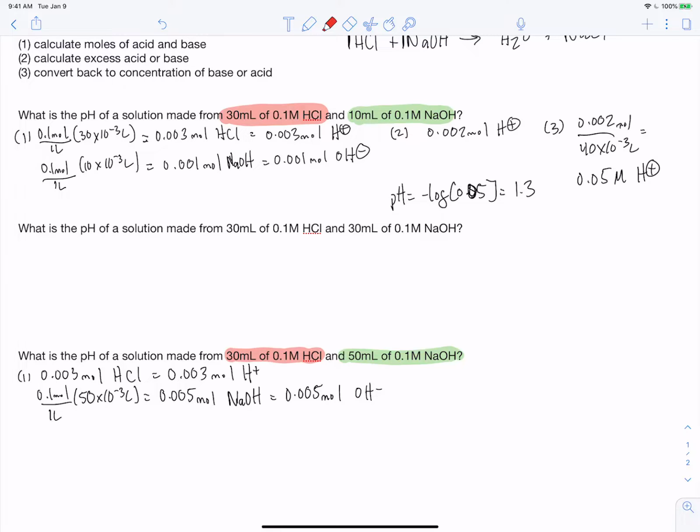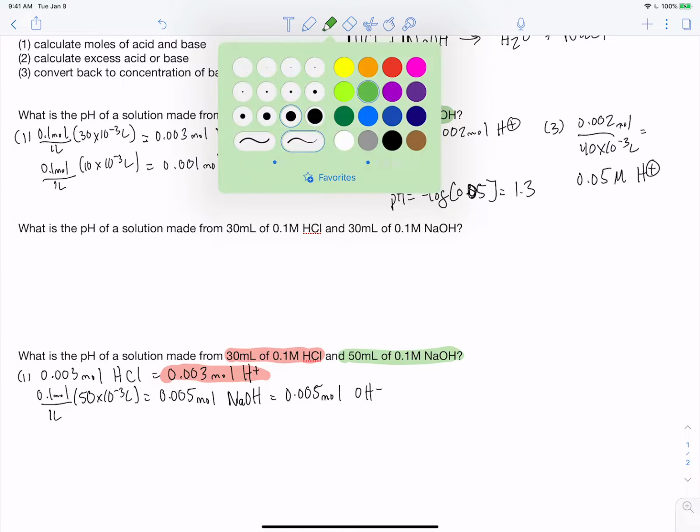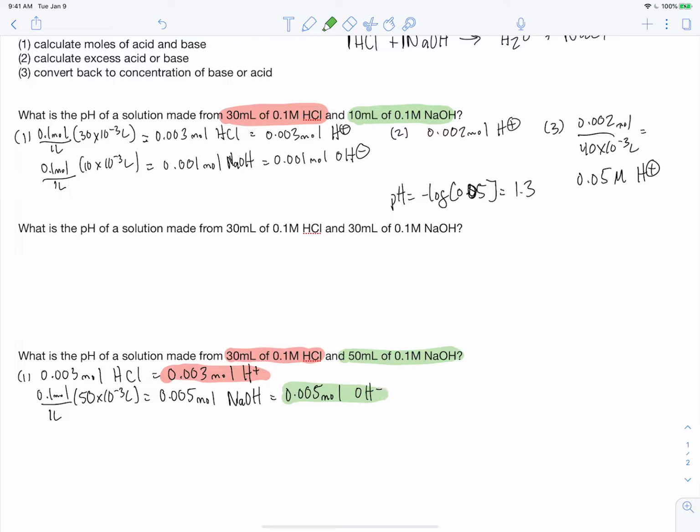So now I've got this much acid, I've got this much base, and I just want to subtract the smaller number from the larger number, and I can see that I have excess base here because I have more of it. So the 0.003 moles of H plus is going to react completely with 0.005 moles of OH minus. And at the end of this, in the second part, I'm just going to have excess base.